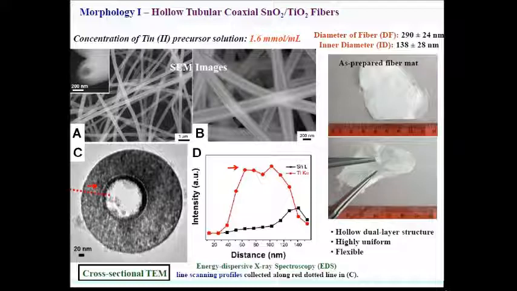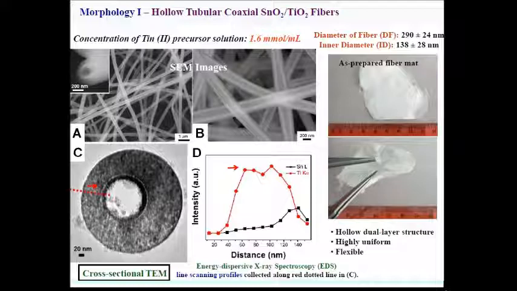What you can do is spin fibers into mats, which have a hollow dual layer structure. They're highly uniform and flexible. And you can make these mats on a relatively macroscopic scale. So one of the advantages of this technique is that you can translate from a nanoscopic type of architecture all the way to something more macroscopic.